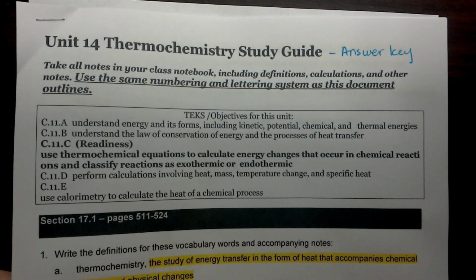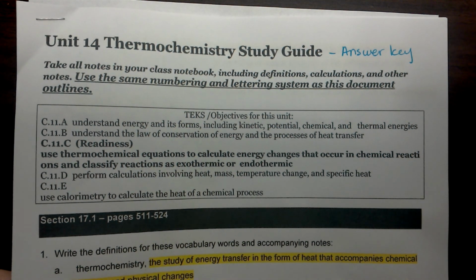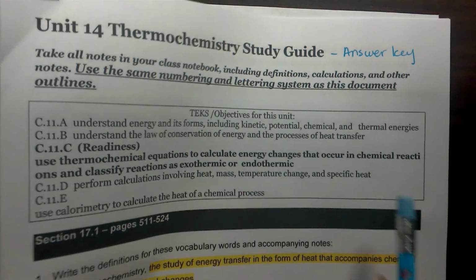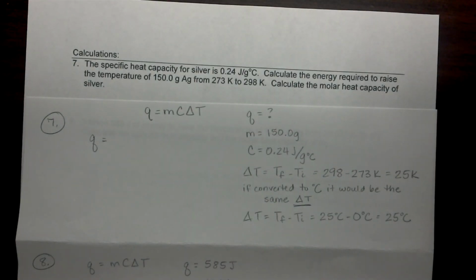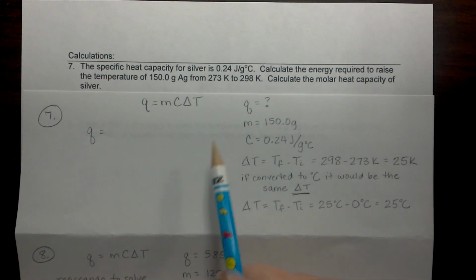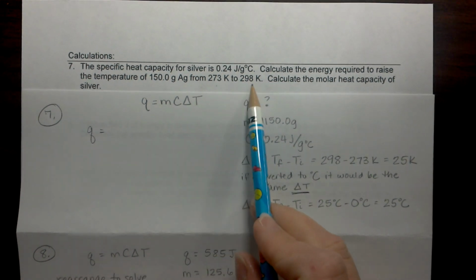Going to cover some calculations involving heat capacity and heat transfer in a system using heat, mass, temperature change, and specific heat. So let's look at our first example. This example gives you the specific heat capacity for a metal, and then we want to know how much energy is required to change the temperature of this metal by a certain amount. So we want to go from 273 to 298.